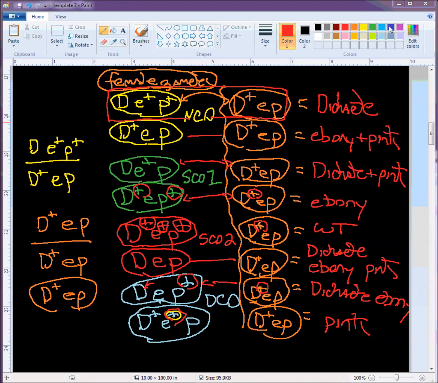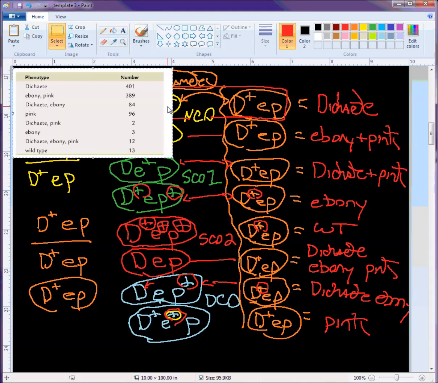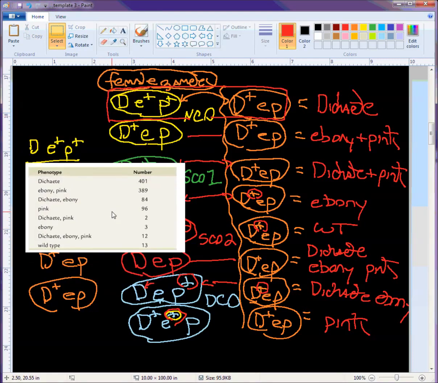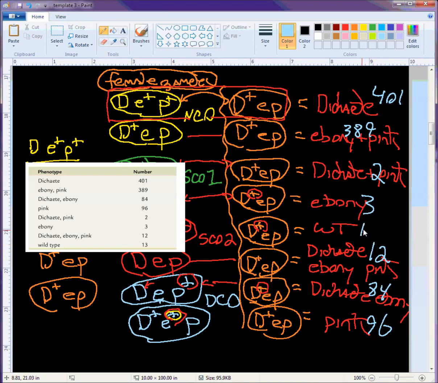So next, let us take a look at the phenotypes in the F2 progeny. I'm going to paste this in here, and it's going to cover up some stuff, but I think that's okay. According to the observations of this cross, we have 401 dicate flies. We have 389 ebony and pink. 84 dicate and ebony. 96 pink. 2 dicate and pink. 3 ebony. 12 dicate ebony and pink. And 13 wild type.